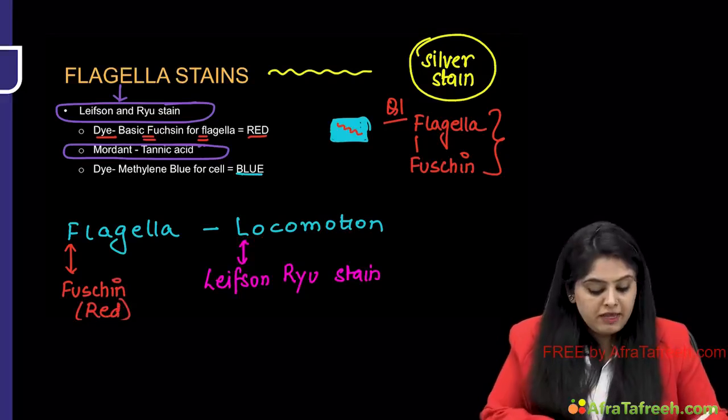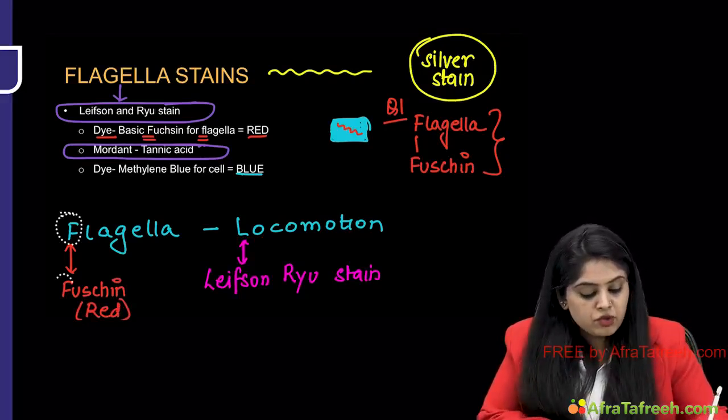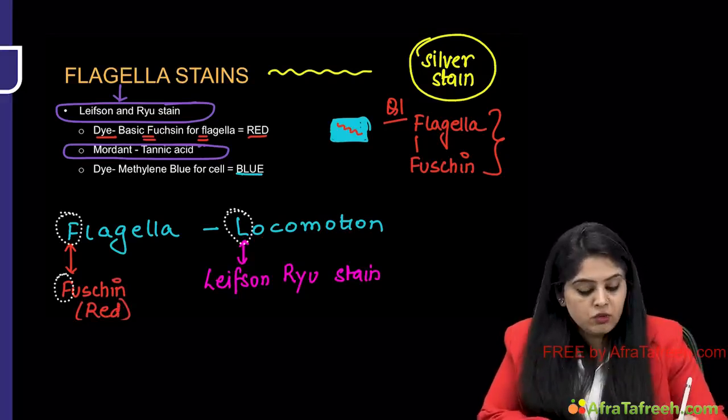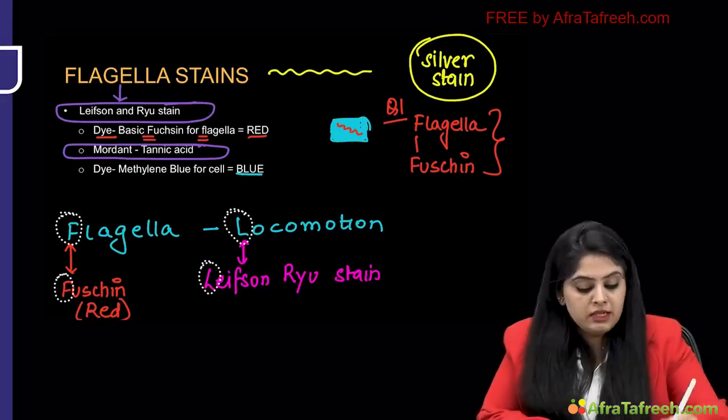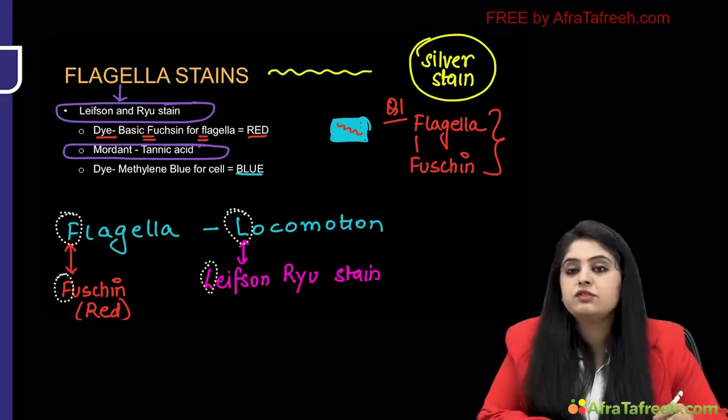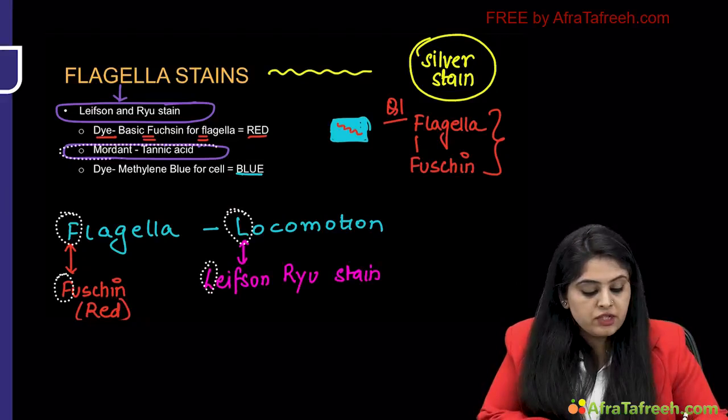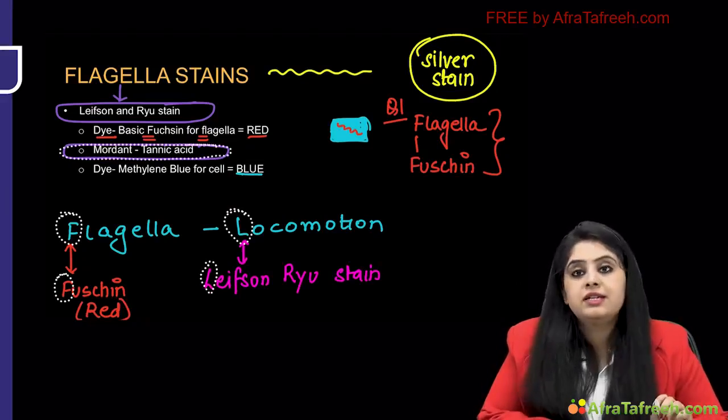So simple. F for flagella, F for fuchsin, red in color. It helps in locomotion. So the name of the stain is the Leifson and the Reuss stain. And the last question is what is the mordant, which I think everyone will know, that is tannic acid.